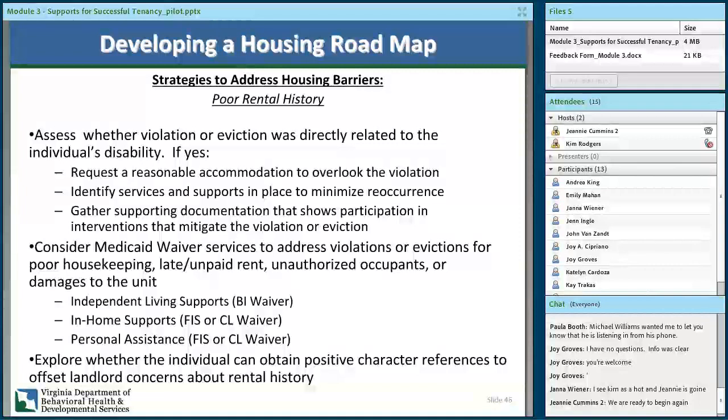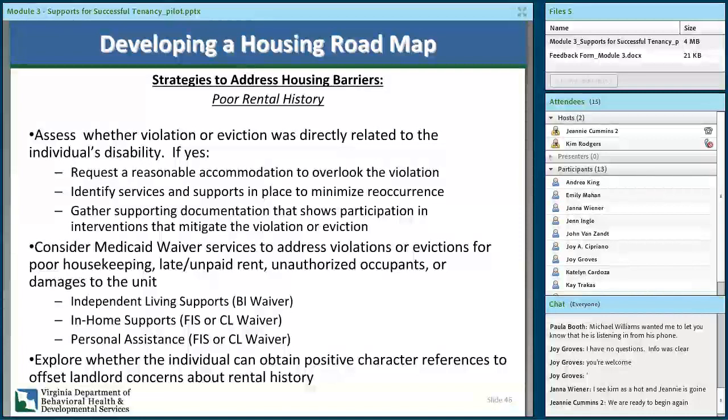You'll want to assess whether the lease violation or eviction was directly related to the individual's disability. If yes, then plan to make a reasonable accommodation request to overlook the violation. In the request, identify the services and supports in place to minimize the likelihood of the violation or eviction reoccurring. Also gather supporting documentation that shows completion and/or participation in interventions that mitigate the violation or the eviction, such as renter education, skills training, or residential programs.